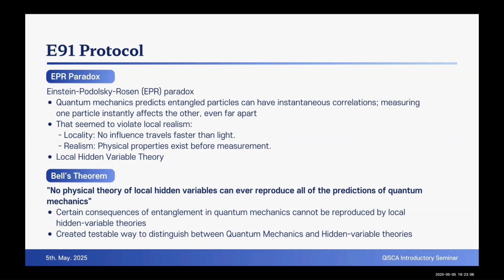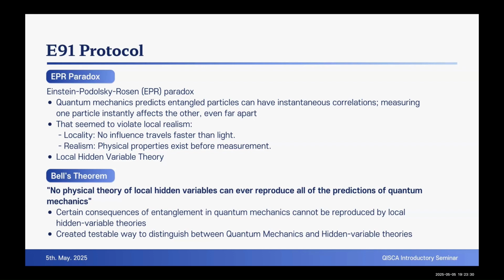Local realism includes two key assumptions. Locality, meaning no influence can travel faster than light. Realism, meaning physical properties exist independently of measurement. To explain quantum correlation while keeping these assumptions, the idea of local hidden variable theory was introduced.